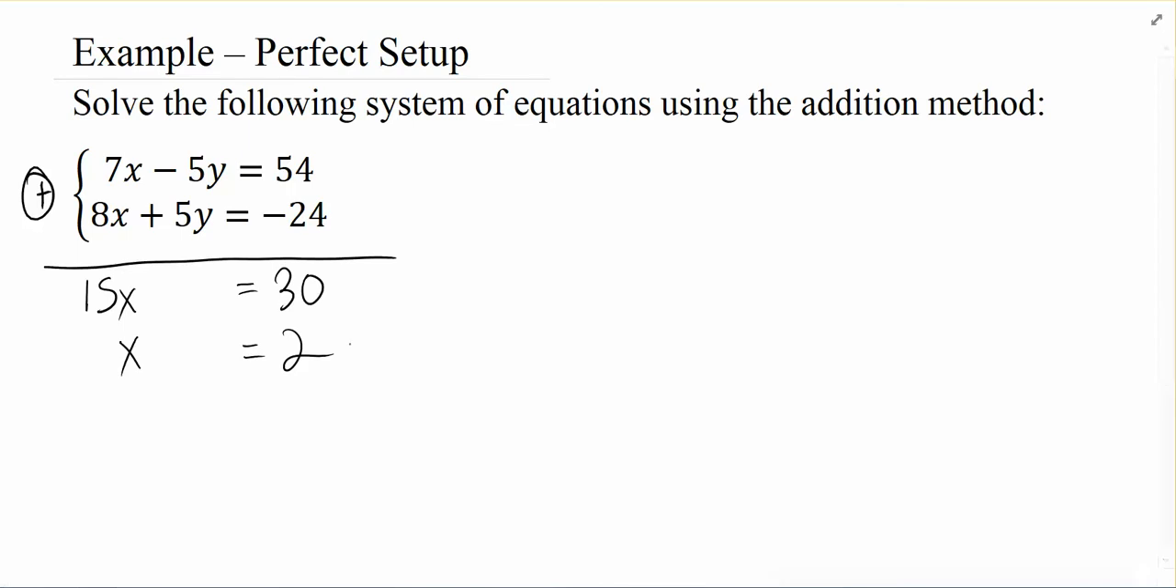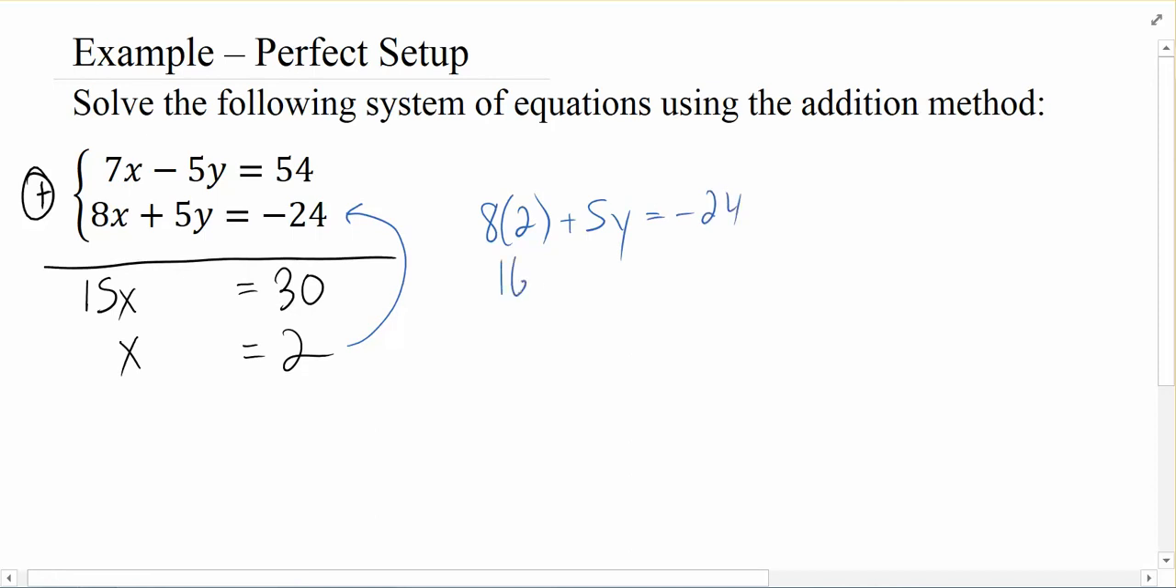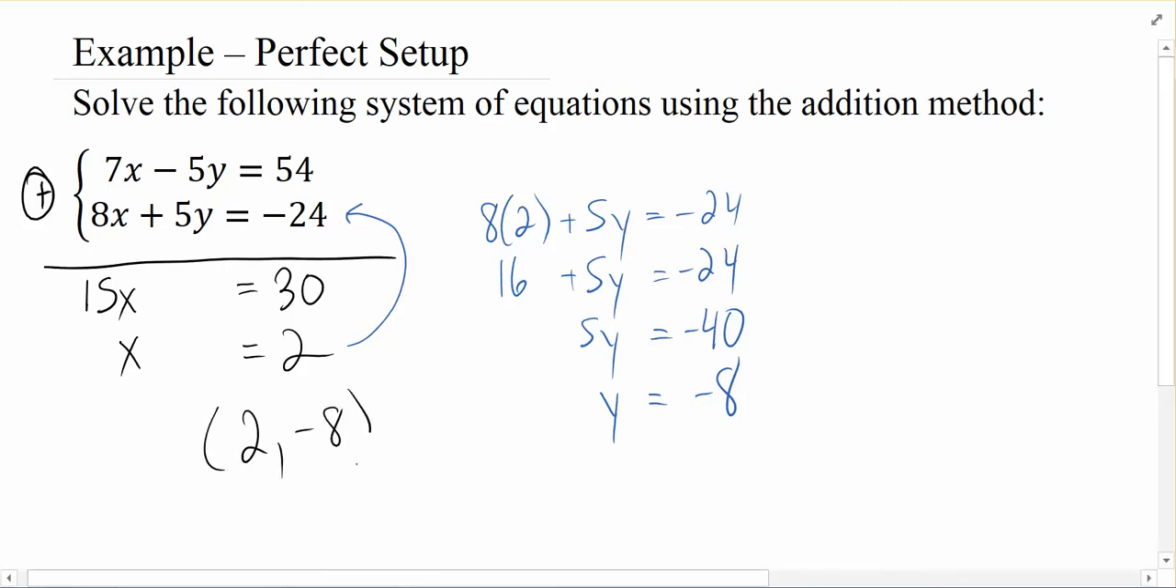Now to find out my y value, I do need to plug it back in, and it's a little more complicated than the substitution method because we are going to have to do a little bit of algebra. It doesn't matter which one we plug it back into, but when we plug it back in, we're going to get 8 times 2 plus 5y is negative 24. So 16 plus 5y is negative 24. If we subtract the 16 to the other side, we get negative 40. Divide by the 5, and we get negative 8. So we find the ordered pair 2, negative 8 is the solution to this system.